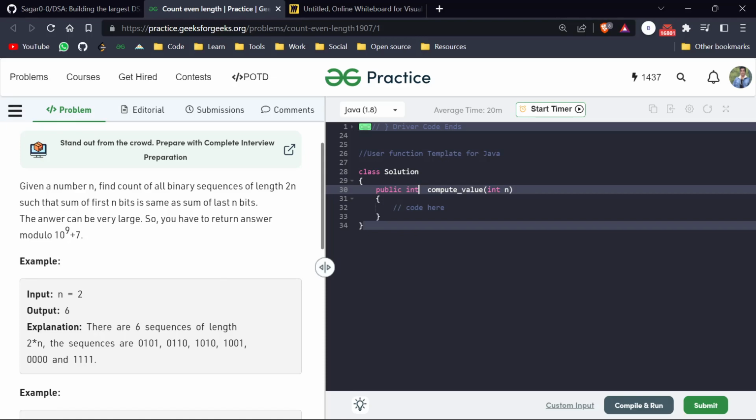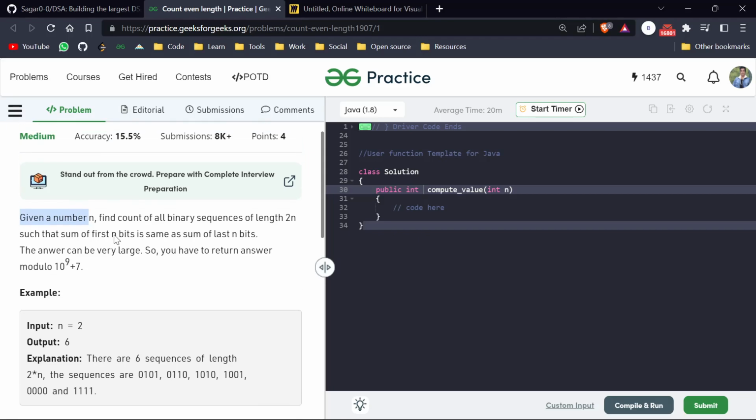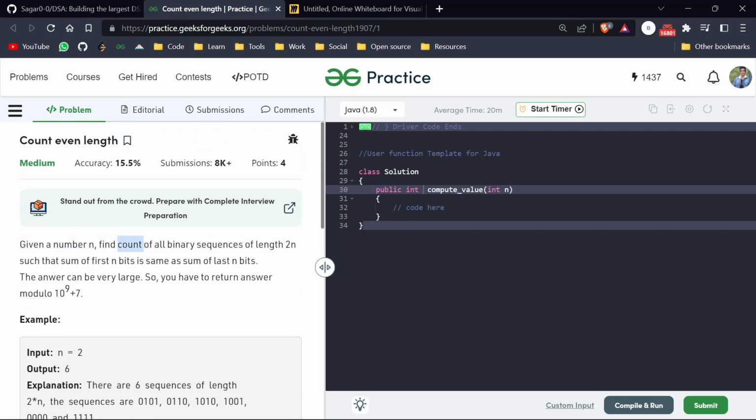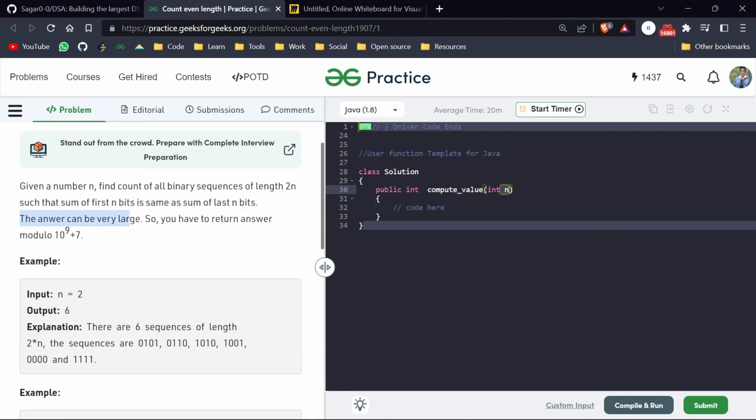So we will just see how we can solve it. This is a very easy question. First of all, we are given a number n and we have to find the count of all binary sequences of length 2n. Binary means 0 1 values, right? Such that the sum of the first n bits is the same as the sum of the last n bits. That is the condition we have to satisfy, and the answer can be very large.